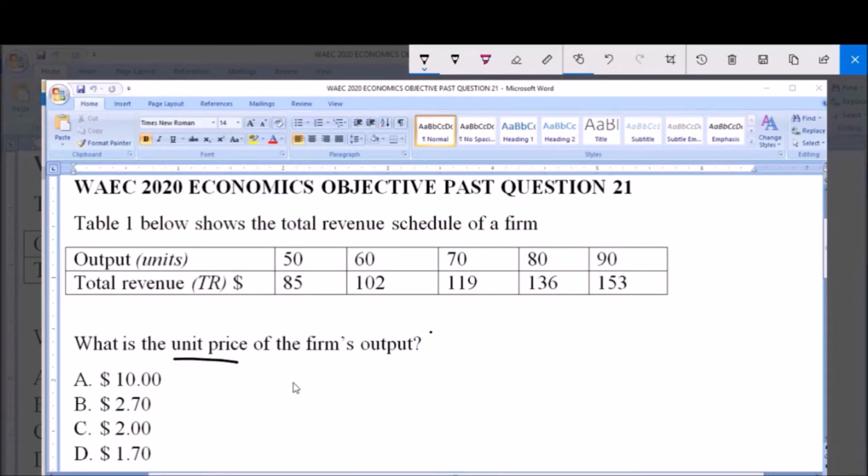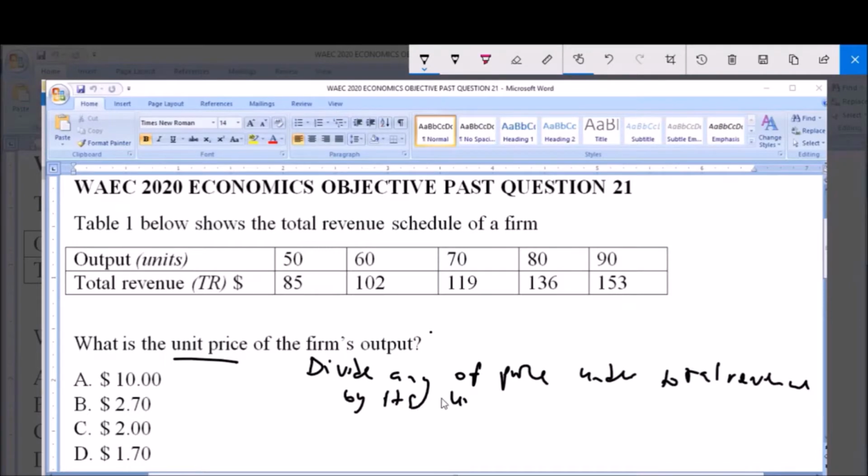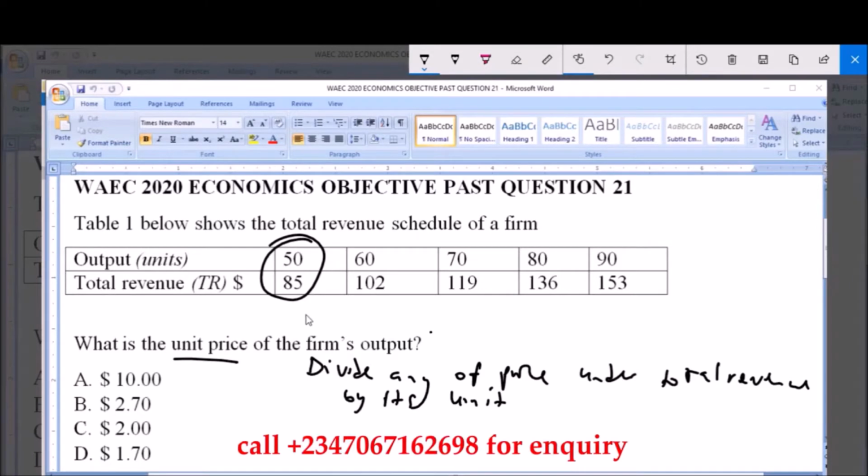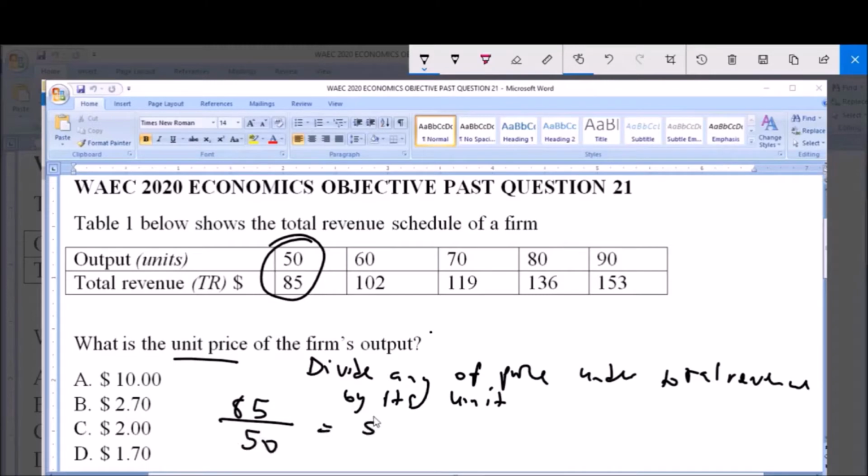Now, to get unit price is what we are trying to calculate. And to get unit price, what you do is to divide any of the figures given to you under total revenue by its corresponding unit. So for example, if we take these two, in order to get the unit price, we will divide the total revenue, that is 85, by 50, and if you do that, what it will give you is $1.70. It will also give you the same value if you do it for all of them, so it is a constant value, $1.70. $1.70 is option D and is the correct answer to this question.